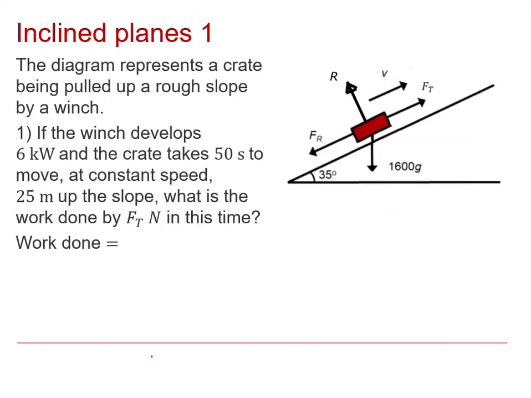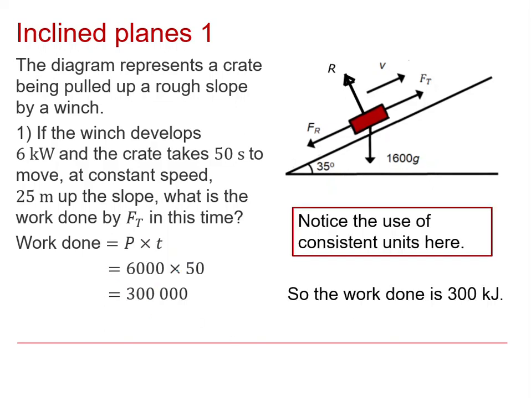So it starts off by asking us what's the work done by the force Ft newtons in the time given. Well, since we know the power and we know the time, since power is the rate at which work is done, it's a bit like calculating distance from velocity. It's essentially a matter of multiplying the two together. So we've got 6,000 watts. Notice the inconsistent unit, so we've got to change it to 6,000, and then times 50. That will give us the number of joules accomplished by the driving force in that time.